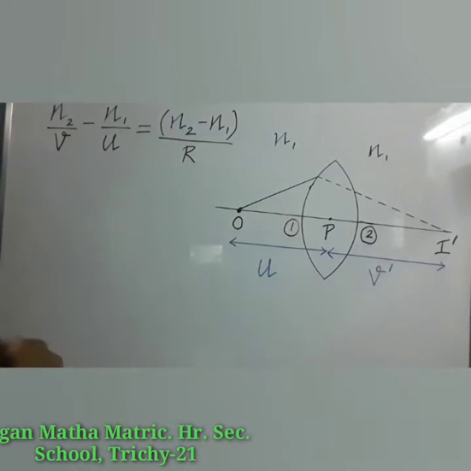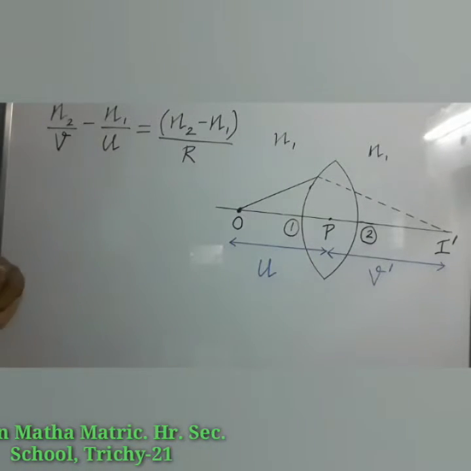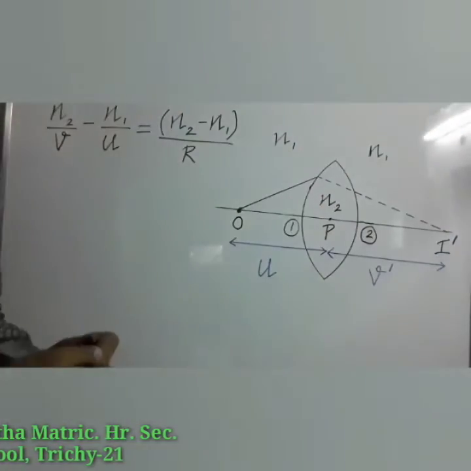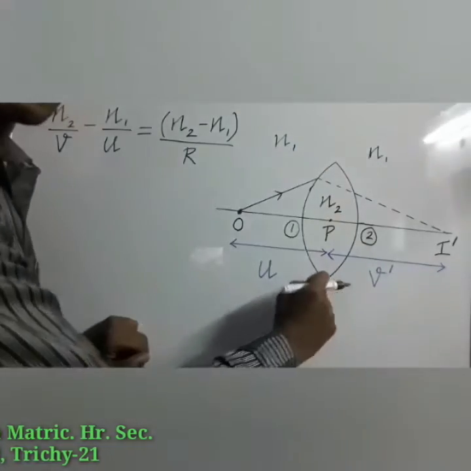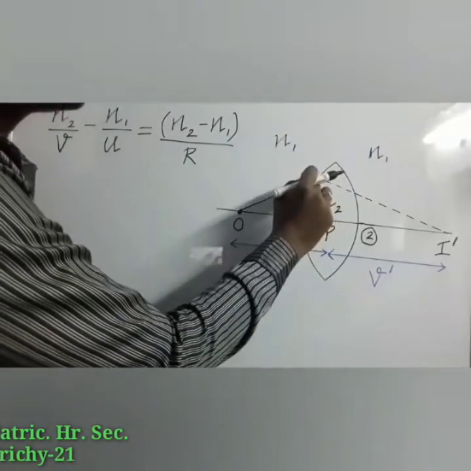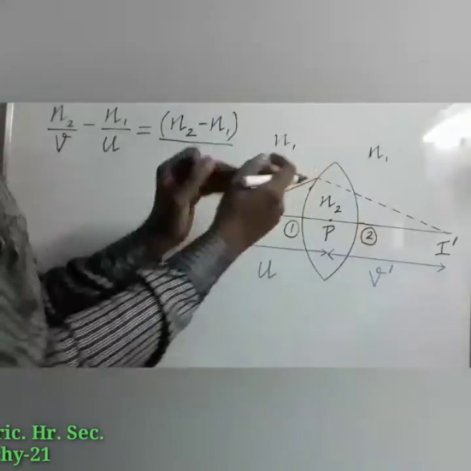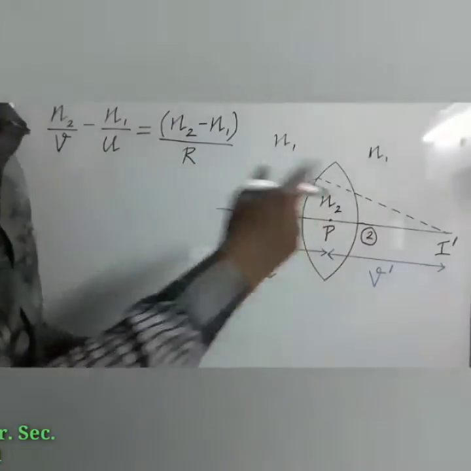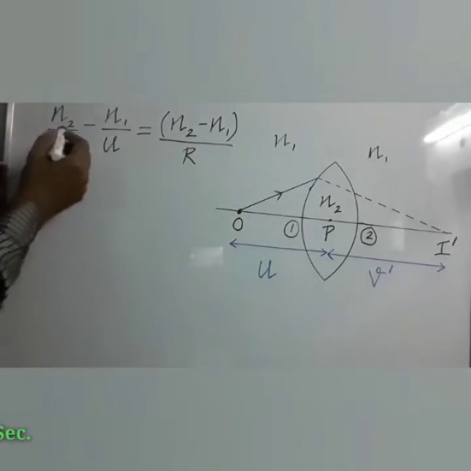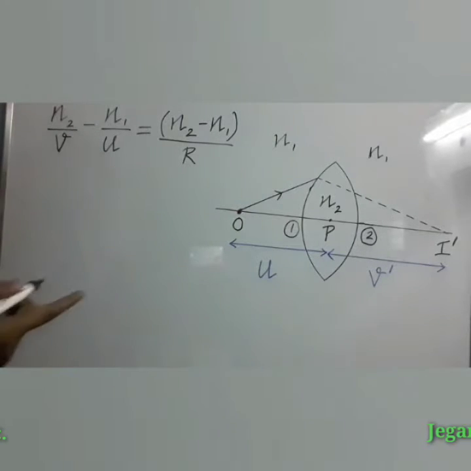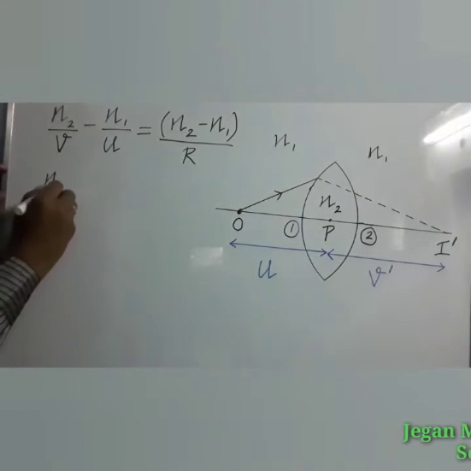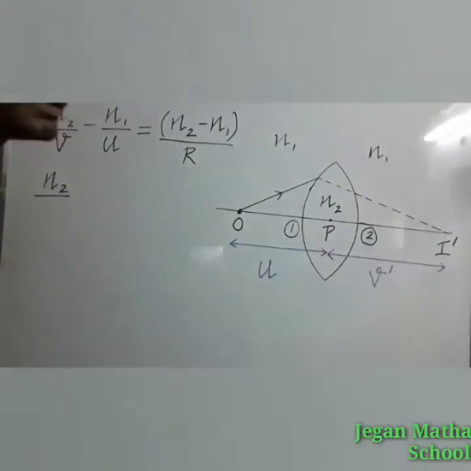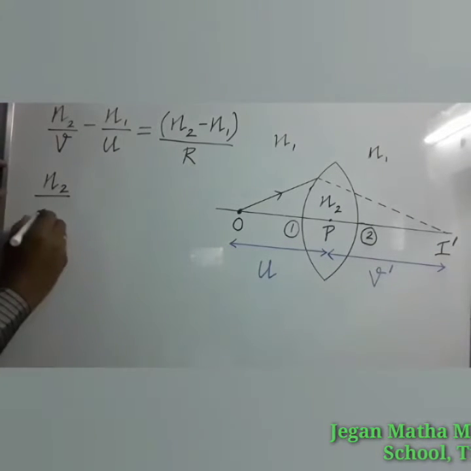For the first refracting surface, I am going to write the equation using this basic equation. N2 is the refractive index of the lens. For the refraction at the first spherical surface, the light ray enters from N1 to N2. So the medium which has the refractive index N1 is the first medium. N2, that is the lens, is the second medium. So N2 is the refractive index of the second medium. V is the image distance. For this surface, the image is formed at I dash. What is the distance? V dash.